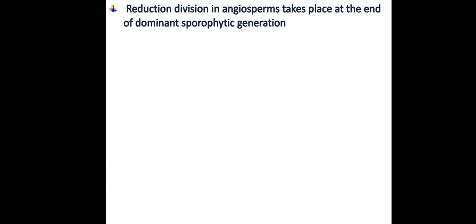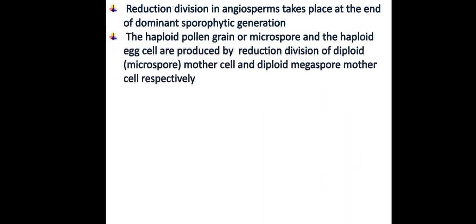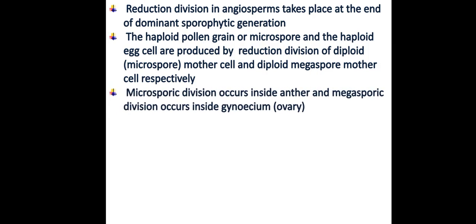Reduction division in angiosperms takes place at the end of the dominant sporophytic generation. The haploid pollen grain or microspore and the haploid egg cell are produced by reduction division of diploid microspore mother cell and diploid megaspore mother cell respectively. Microspore formation occurs inside the anther and megaspore formation occurs inside the gynoecium or ovary.